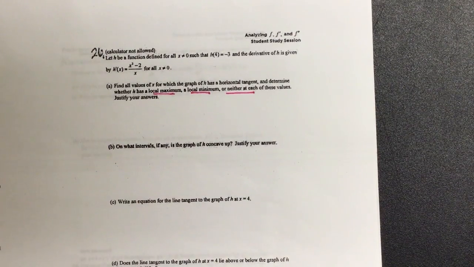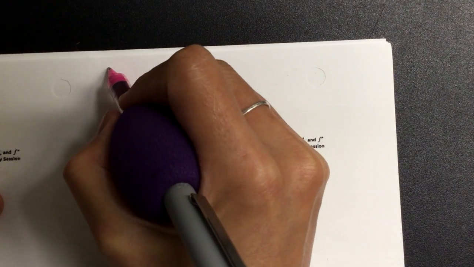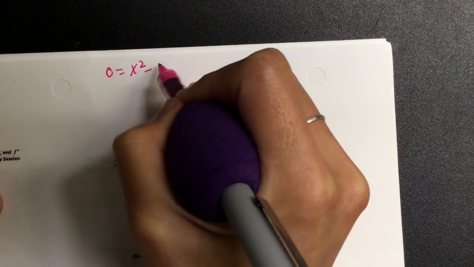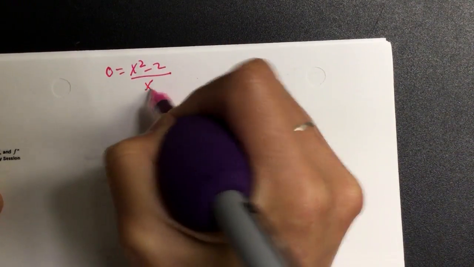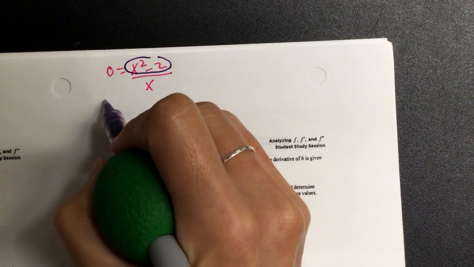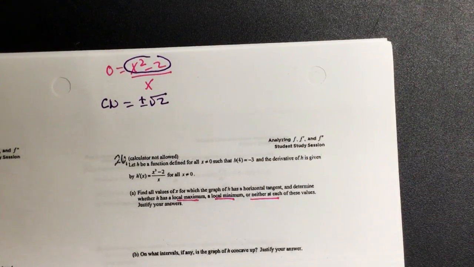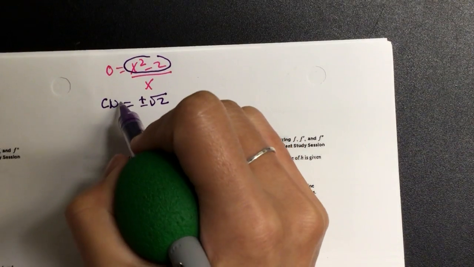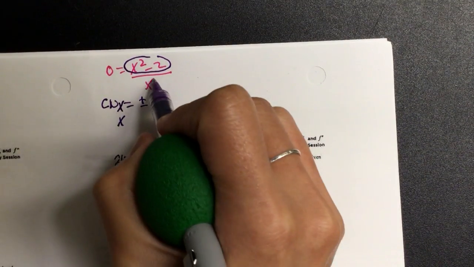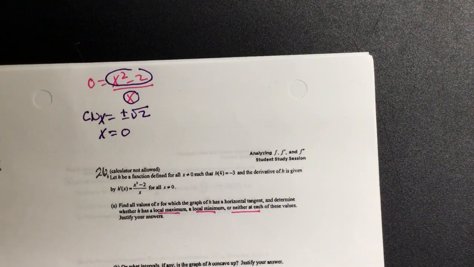So I can go ahead and say 0 is equal to x squared minus 2 over x. If I set the top equal to 0, that gives me my critical numbers at plus or minus radical 2, because we're adding 2 on both sides and square rooting, and when you square root, you get plus or minus. And then the other critical point: set the denominator equal to 0 as well. So we have 3 critical points.